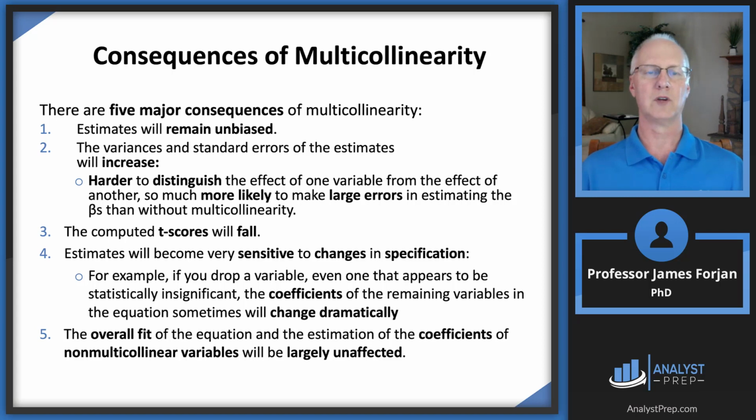All right, so here are the consequences, and this is probably the more important part of this learning objective. Estimates will remain unbiased, so the estimates are not a problem. However, the variance and standard errors will increase because it's harder to distinguish the effect of one variable from the effect of another, and so you're probably more likely to make large errors. What that means then is that the t-scores will fall. So if the t-scores fall, you have much less of a chance of rejecting the null hypothesis.